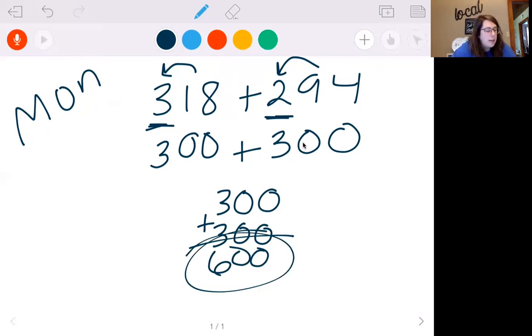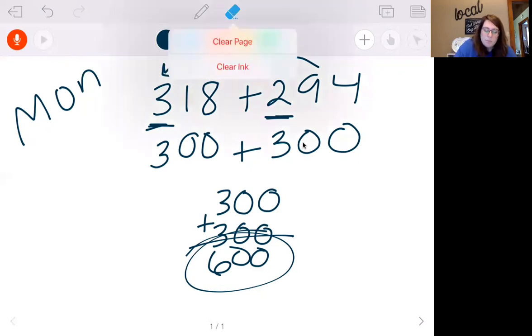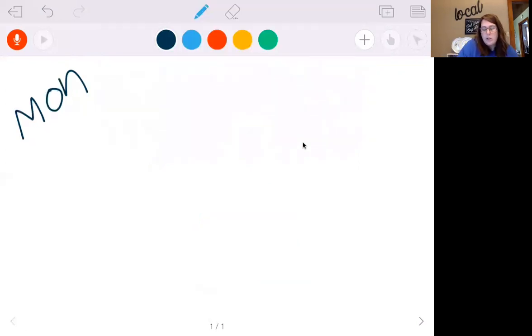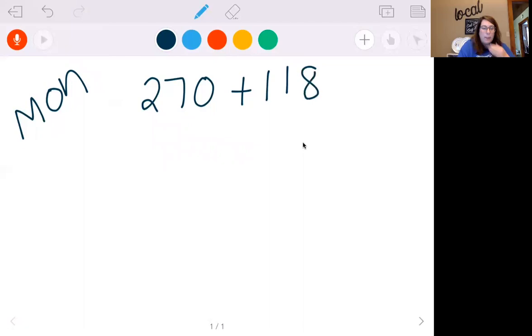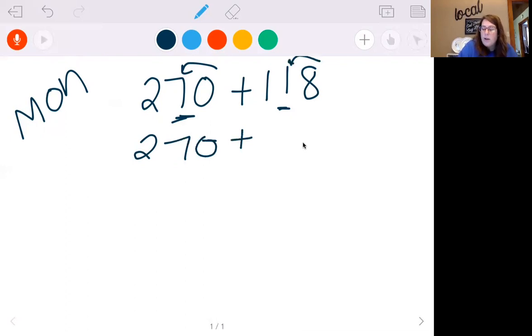Let's do one more, and then I'm going to let you start on your classwork. And then tomorrow we'll go into front-end estimation, which is similar but a little bit different. All right, so let's do 270 plus 118. Let's round to the nearest tens first. I'm going to underline my tens. That 0 makes the 7 stay the same. So 270 stays the same. It's already kind of rounded for us. The 8 makes the 1 go up to a 2. I keep that 1, change that 8 to 0. Now I can add them up.